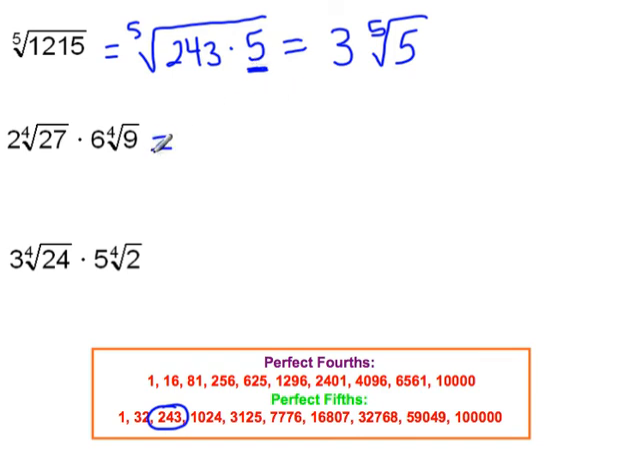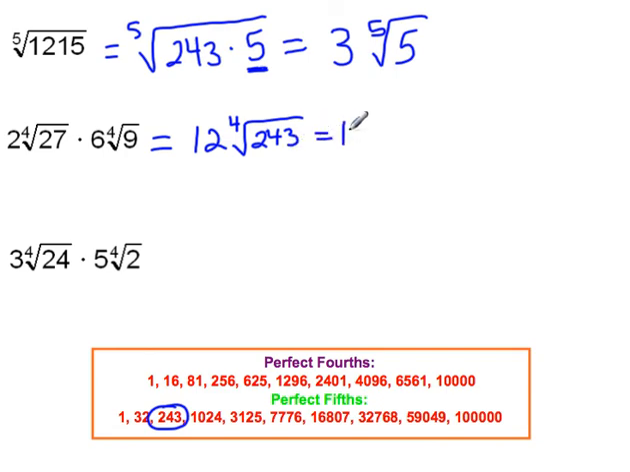Now we're going to put a couple radicals together. First of all, you'll notice that we have 2 integers outside of these radicals. You can go ahead and multiply those together. 2 times 6 is 12. Now we're going to put the stuff inside the radicals together. 27 times 9 is 243.